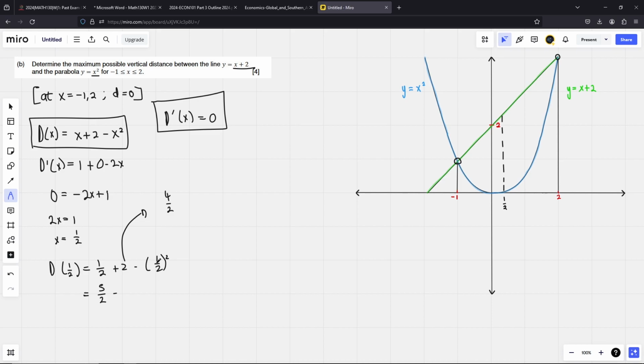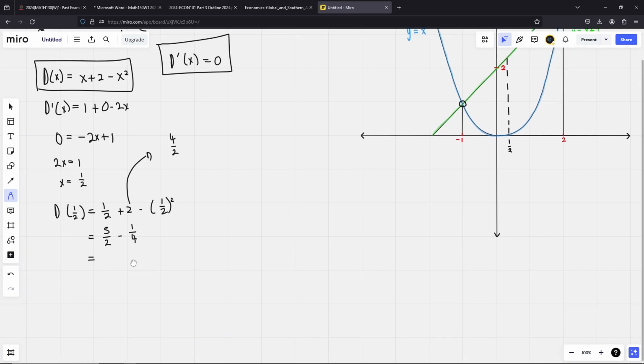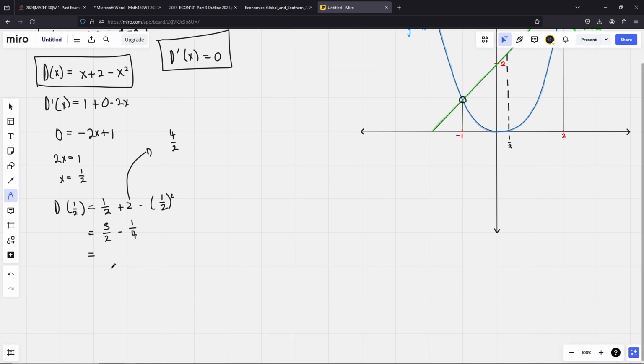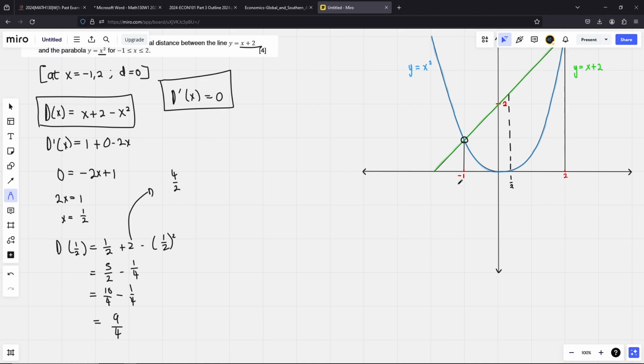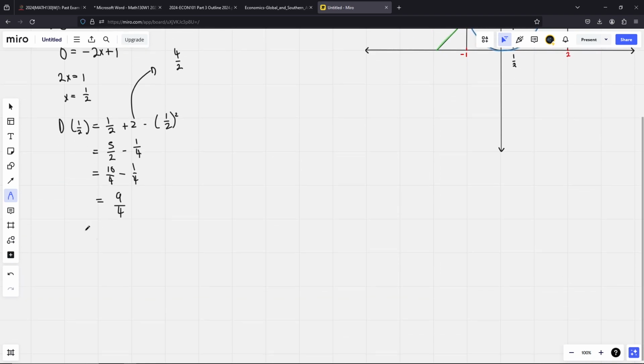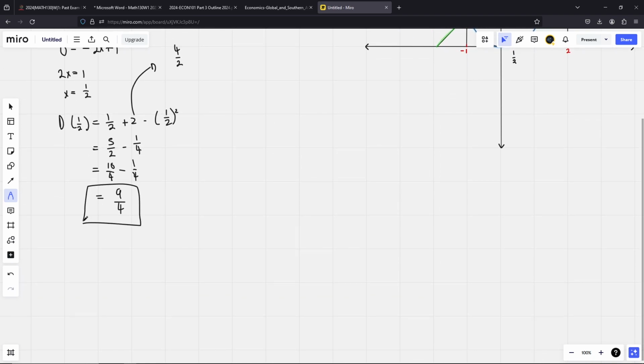Now this is going to be 1 over 4, since 2 squared is 4. Now let's rewrite this 5 over 2. If I multiply the top and the bottom by 2, that's the same thing as 10 over 4, minus 1 over 4. Combining these, the maximum possible vertical distance in this restriction of -1 and 2 between these two functions is going to be 9 over 4. And that's our final answer.